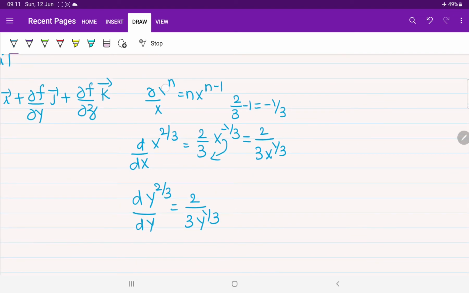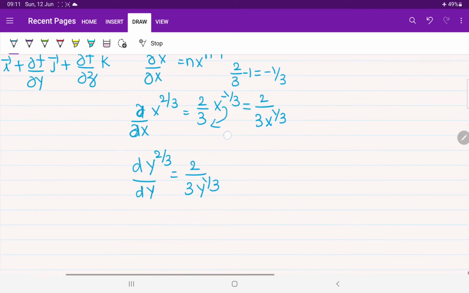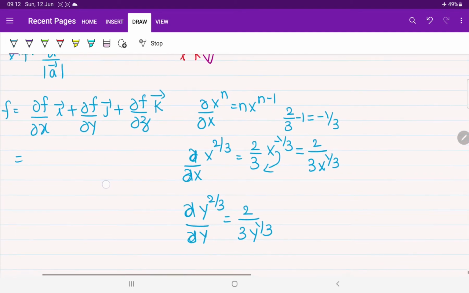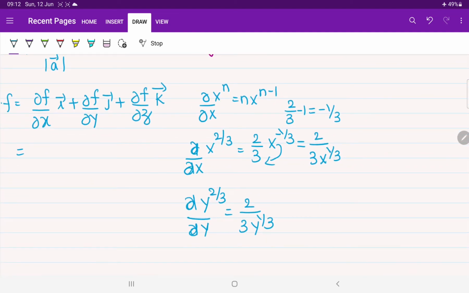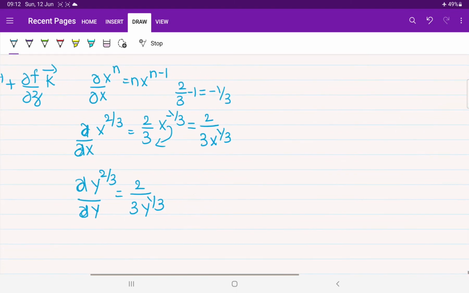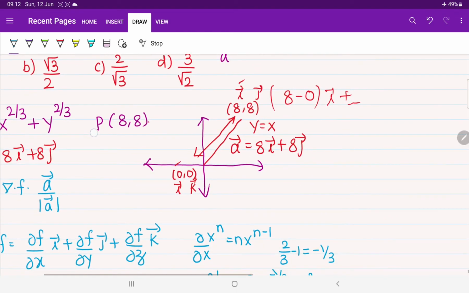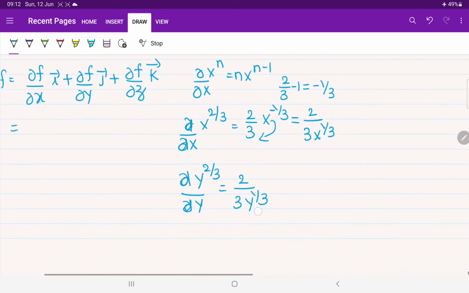So this will be dou by dou x, and here also it will be dou, because we are differentiating more than one variable, so that will be dou only. Finally, we found the value of dou f by dou x, dou f by dou y, at the point x comma y, that is what? 8 comma 8. I already wrote here that the x comma y value is 8.